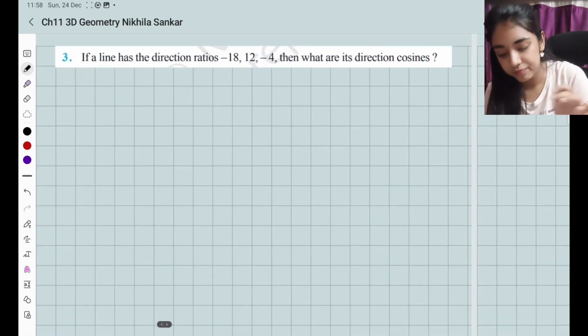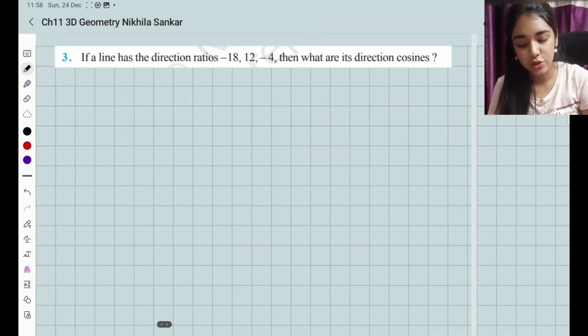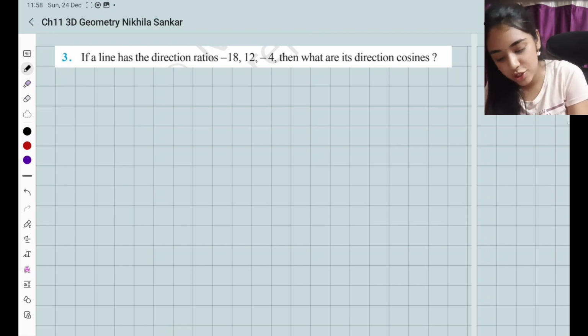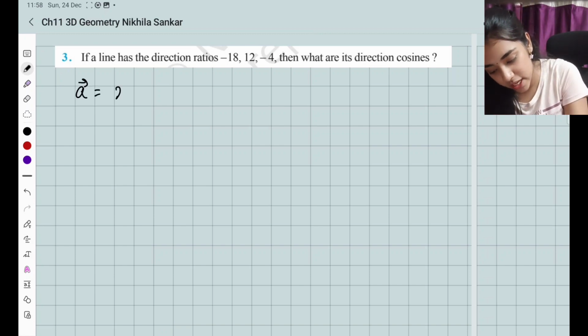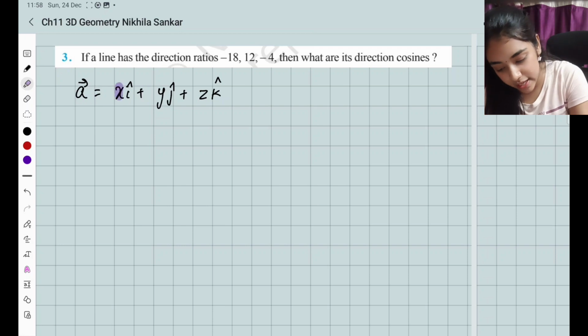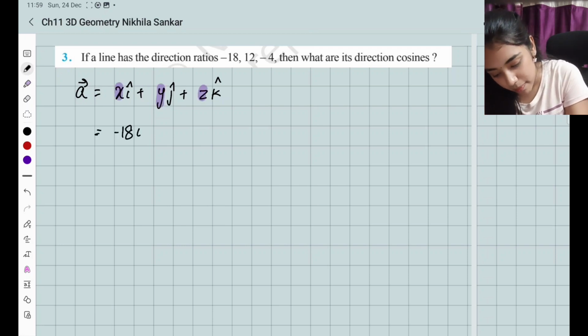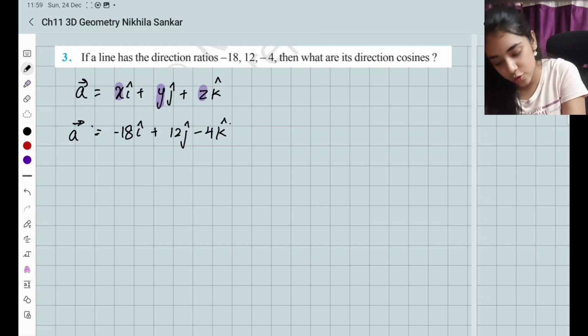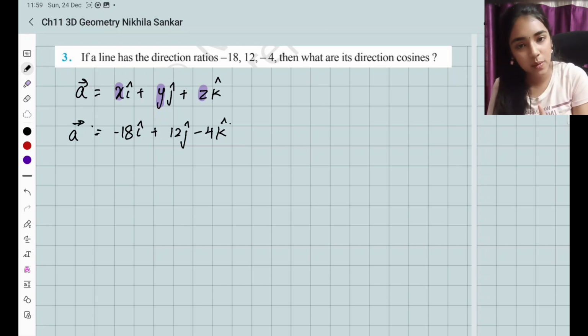Question number 3. If a line has direction ratios minus 18, 12, minus 4, what are the direction cosines? இப்போ direction ratio na enna? You have some vector A, which is of the form x i cap plus y j cap plus z k cap. இதுல direction ratios எதெல்லாம்? X, y and z are the direction ratios, which are given to be minus 18, then 12, then minus 4, k cap. Okay, so this is going to be the equation of my vector. எல்லா questionக்கும் இது மாதிரி எழுதுங்க. இது கேட்கல, but இது எழுதுனா இது கொஞ்சம் ஈஸியா இருக்கும்.